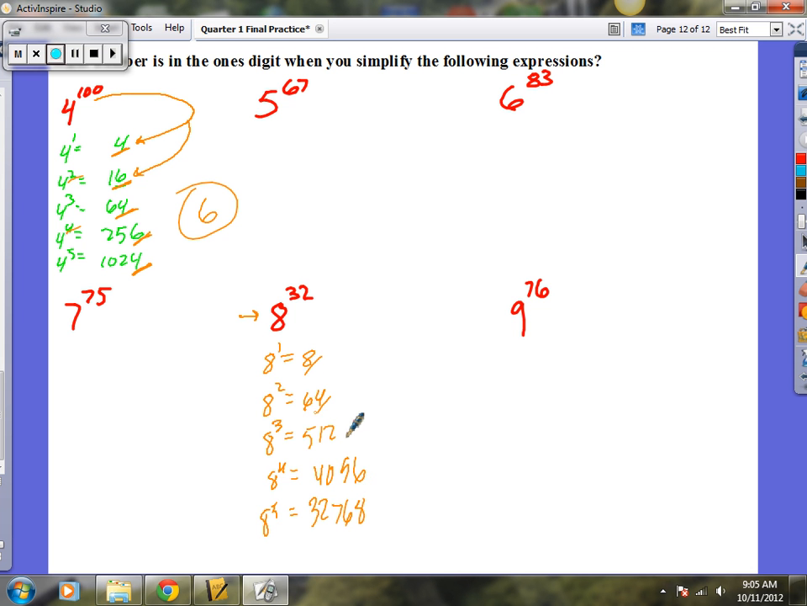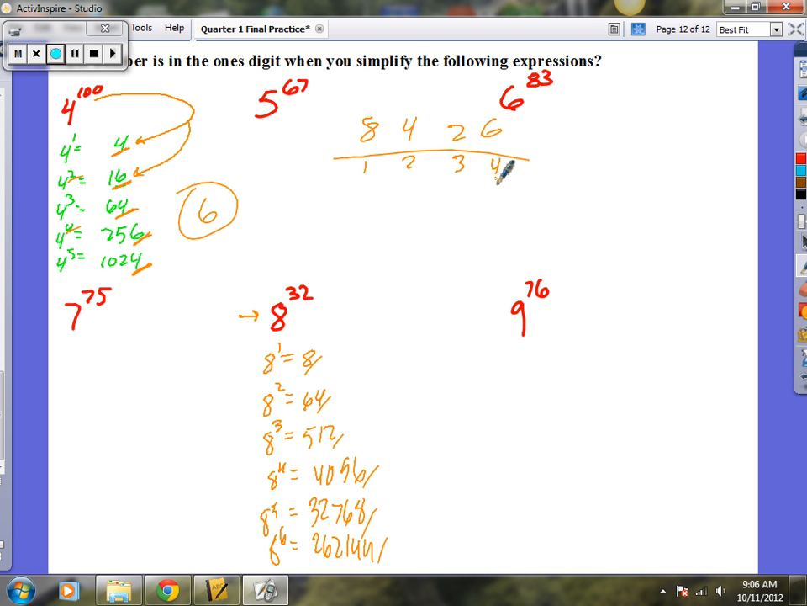It looks like it's going to go 8, 4, 2, 6, 8. I'll bet the next one's 4. 8 to the 6th, it's 262,144. So check it out, here's my pattern. It's going to be 8, 4, 2, 6. So 8 to the 1 ends in 8. 8 squared ends in 4. 8 cubed ends in 2.